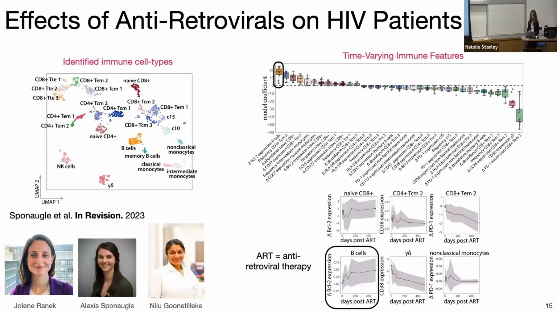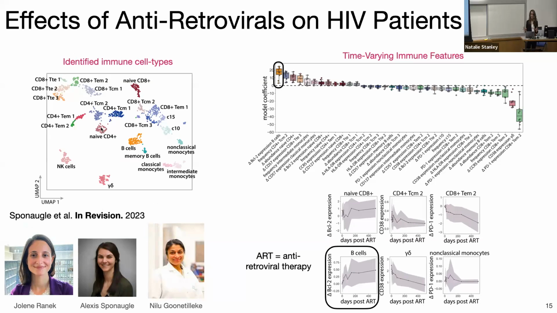The most recent place we've applied this is in studying the effects of antiretrovirals on HIV patients. This is in collaboration with Nilu, my collaborator, and this is work done by Jolene, and the CyTOF was done by Alexis. They both recently graduated, so they're no longer graduate students at UNC. But they applied this approach and found all of these major cell types.